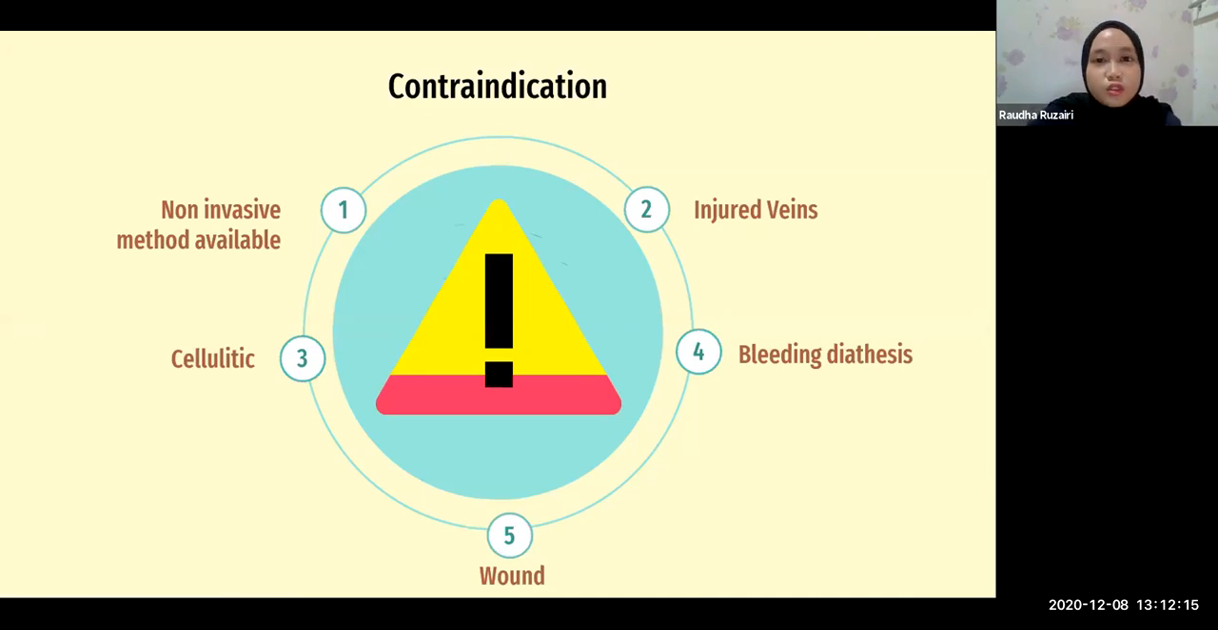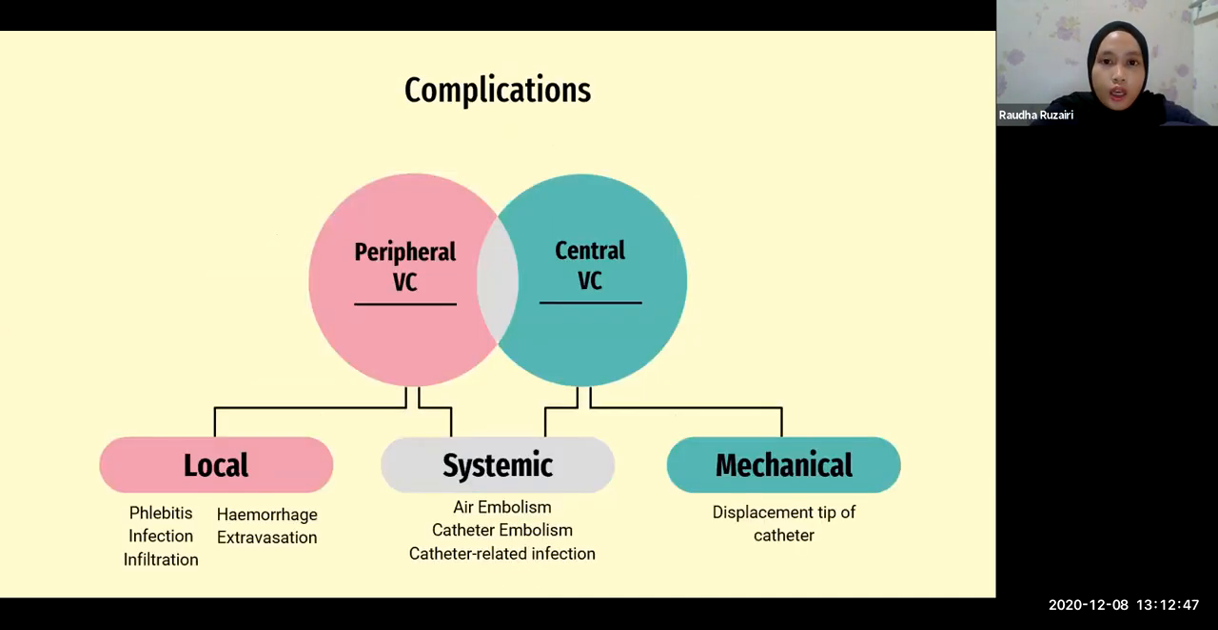Okay, now we'll move to the contraindication. For peripheral intravenous, the contraindication is when a non-invasive method is available, such as orally or inhalation. And generally for both, the contraindication is do not place the intravenous catheter at cellulitic skin, at a wound, at injured veins such as burns, and also in patients with bleeding diathesis, known as having an easy bleeding tendency.